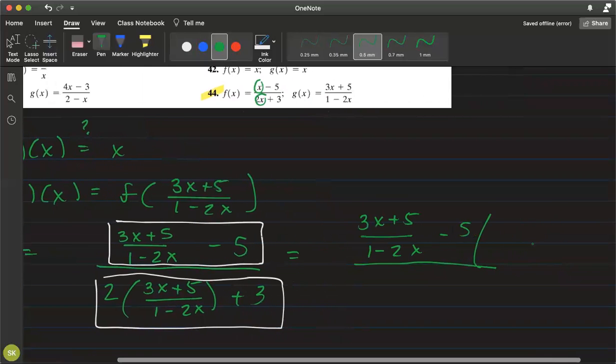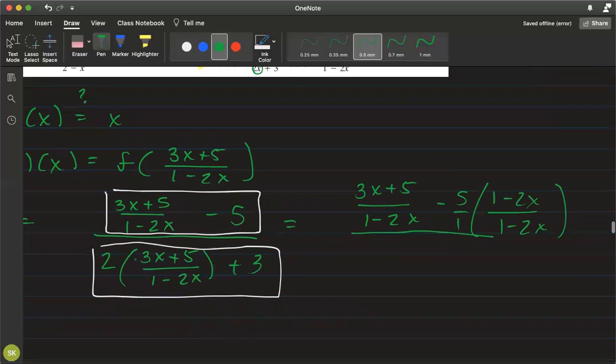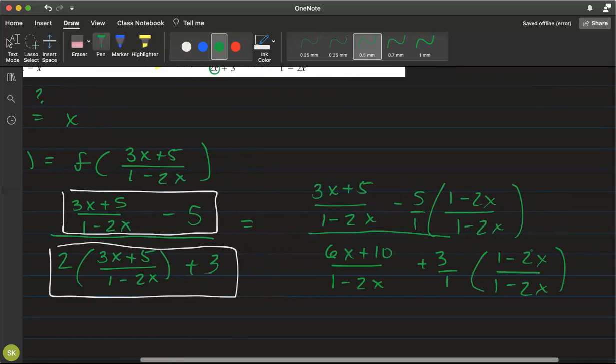We need the same denominator, so I need to multiply this negative 5 over 1 with 1 minus 2x over 1 minus 2x. While we're at it, let's go ahead and try to get this one done as well. I'm going to move in that 2 into the numerator here. So this is 6x plus 10 over 1 minus 2x plus 3 over 1. And I'm going to have to multiply this one on the top and the bottom by 1 minus 2x.